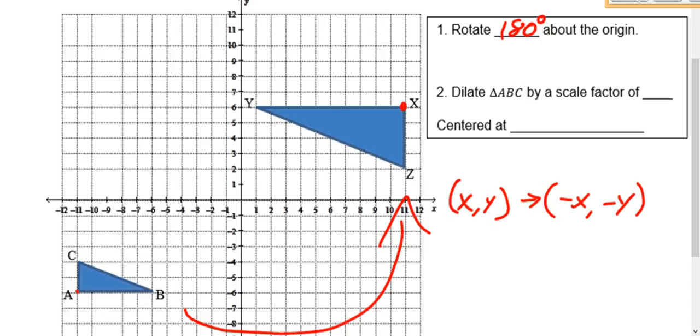Likewise, you take point C, which is over here at negative 11, negative 4. It's going to go to positive 11, positive 4. That would be C prime. And we can take B, which is at negative 6, negative 6. That's going to go to positive 6, positive 6.